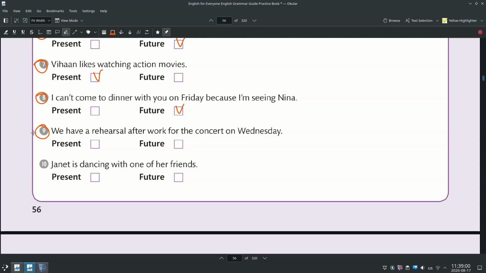Number 9. We have a rehearsal after work for the concert on Wednesday. That is about future. Number 10. Janet is dancing with one of her friends. She's right now dancing. That is why that is the present tense.